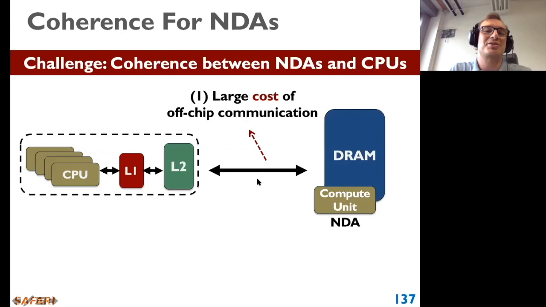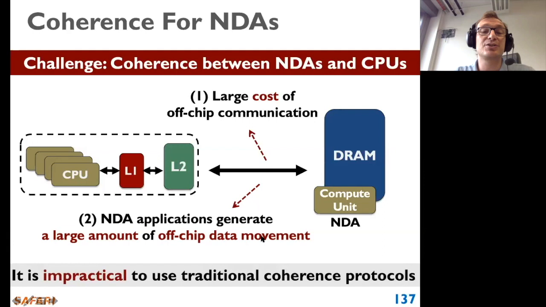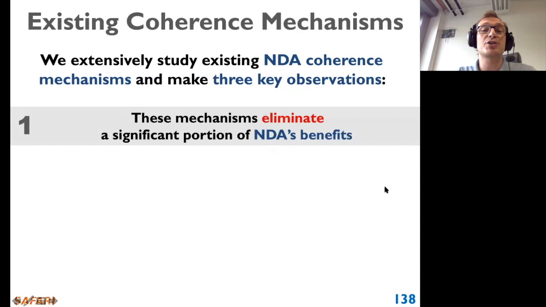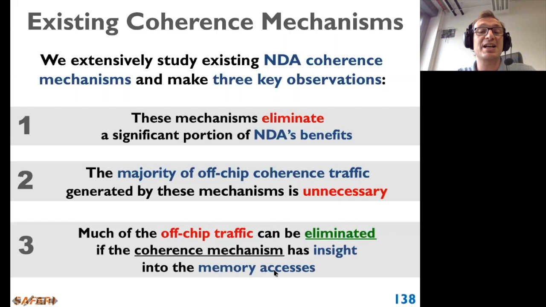Near data processing applications generate a large amount of off-chip data movement because of coherence. As a result, it's impractical to use traditional coherence protocols, as I showed you earlier, and this paper has more analysis on it if you're interested. Existing coherence mechanisms eliminate a significant portion of near data accelerators' benefits. The second realization is important: the majority of the off-chip coherence traffic generated by these mechanisms is actually unnecessary. That leads to our new mechanism. Much of the off-chip traffic can be eliminated if the coherence mechanism has insight into the memory accesses, if it can keep track of these accesses at a larger granularity, and then enforce coherence.